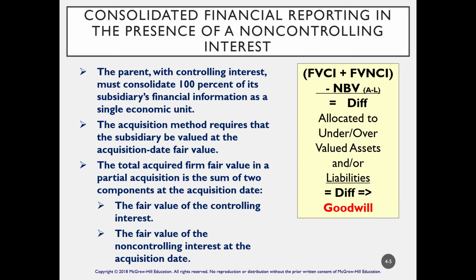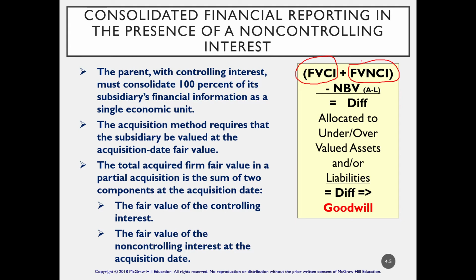So we're still using our formula that we introduced in a previous presentation. Before, when we owned 100%, we had our acquisition price less the subsidiary's net book value. Then that difference was allocated to over and under assets and liabilities. And if there was still a difference, we allocated that to goodwill. In this case, since we have a non-controlling interest, we have to take into account the fair market value of the controlling interest and also the fair market value of the non-controlling interest. So the acquisition price will be the fair value of the controlling interest.